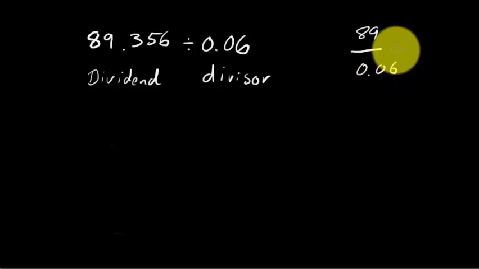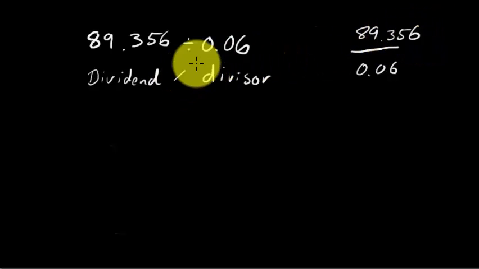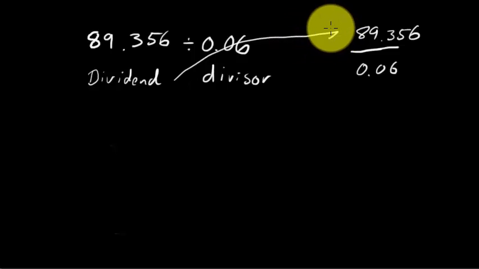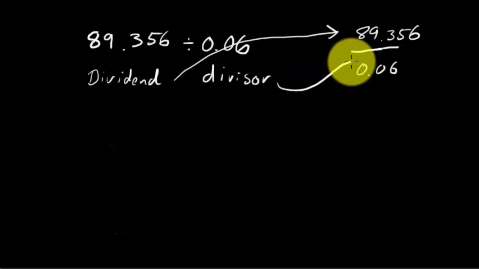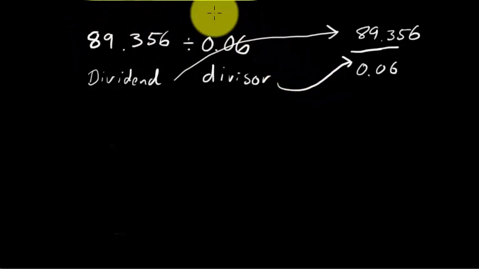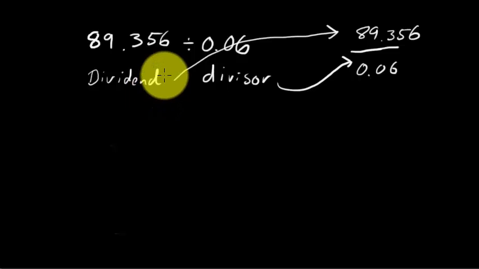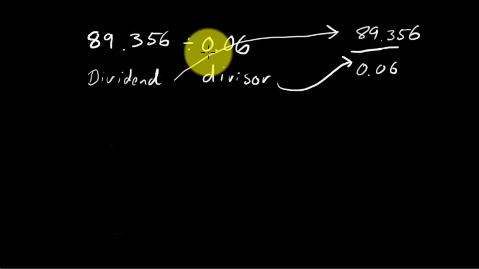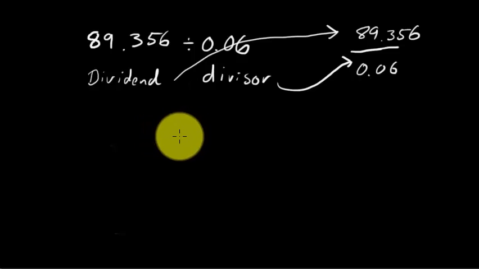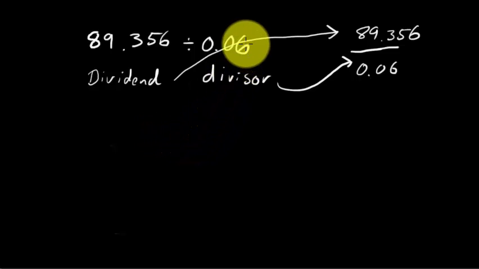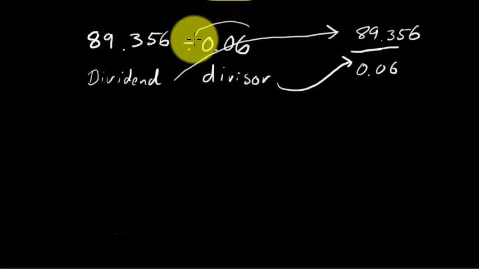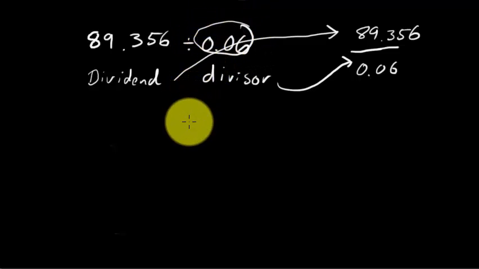You'll remember that our dividend is the same as our numerator, and our divisor is the same as our denominator. But when it's written like this, you may often see that it's called a dividend and a divisor. So that's just one thing to make a note of. Now, coming back to this, first thing we have to do is change that to a whole number.